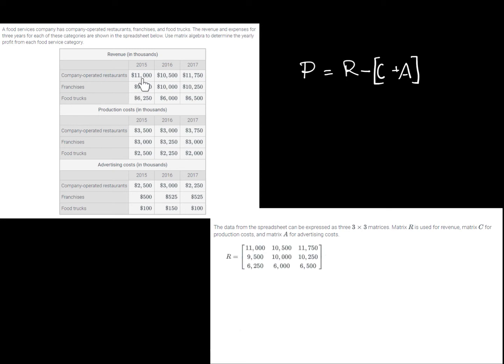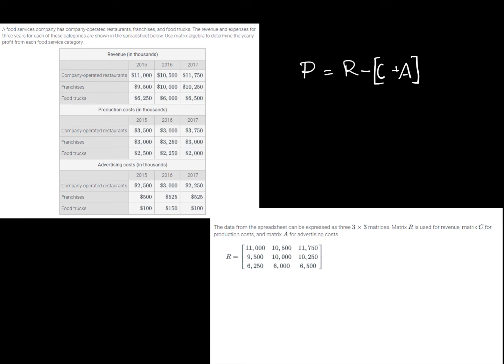Okay, so my first matrix here is my revenue matrix, and that has entries 11,000, 9,500, 6,250, and those correspond to the first column in my revenue matrix, R for revenue. My second column is 10,500, 10,000, and 6,000, and those correspond. And then 11,750, 10,250, and so on. So those just correspond to the entries in the spreadsheet.